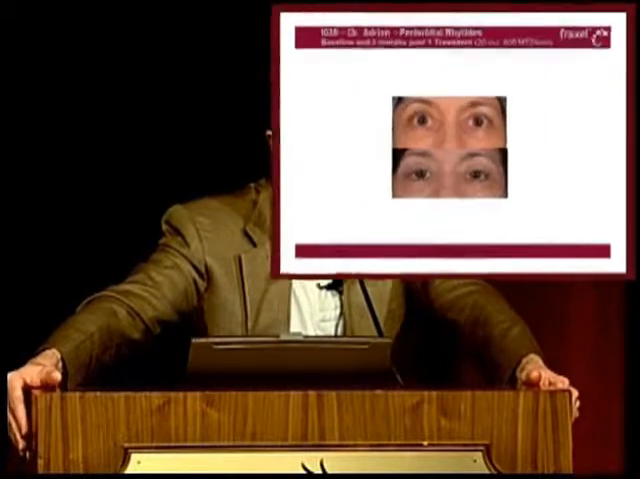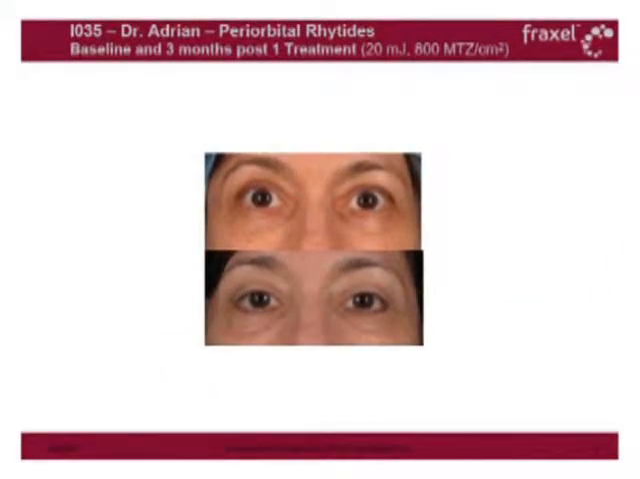And this is another slide. It's not readily shown here, showing some improvement of periocular wrinkles in this individual, and also, although the color of the slides is off, there was improvement in pigmentation around the eyes.